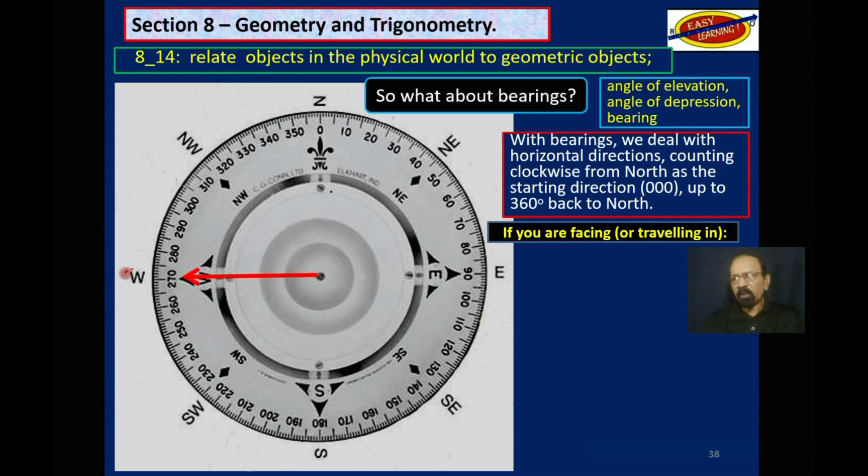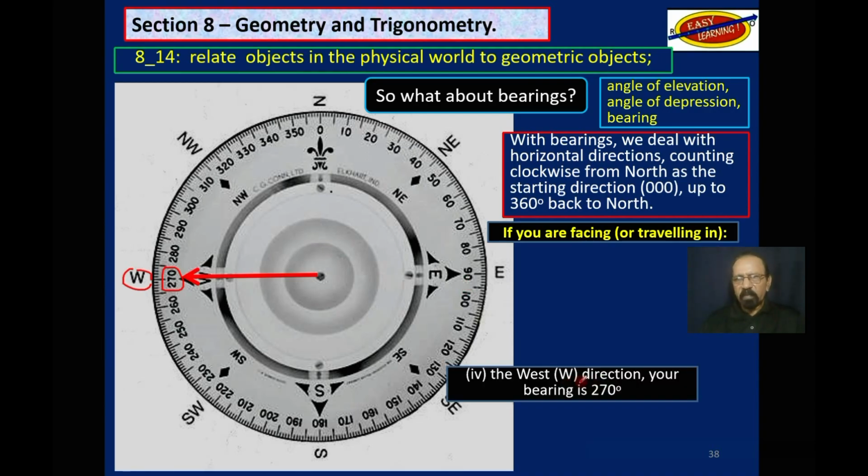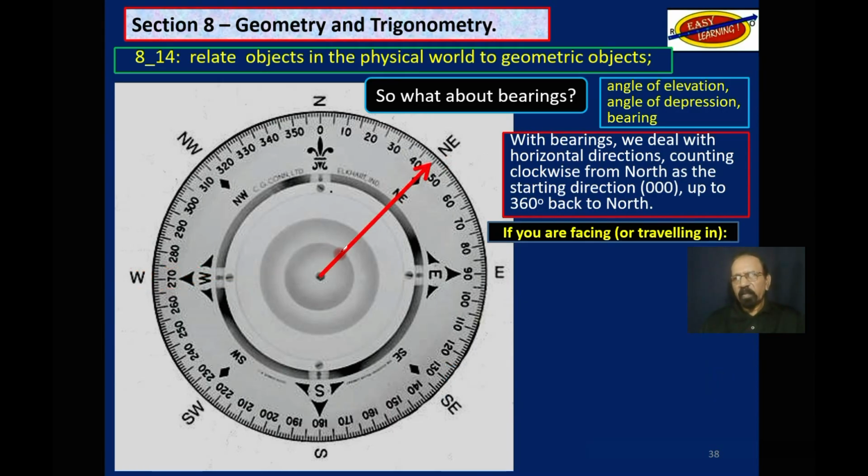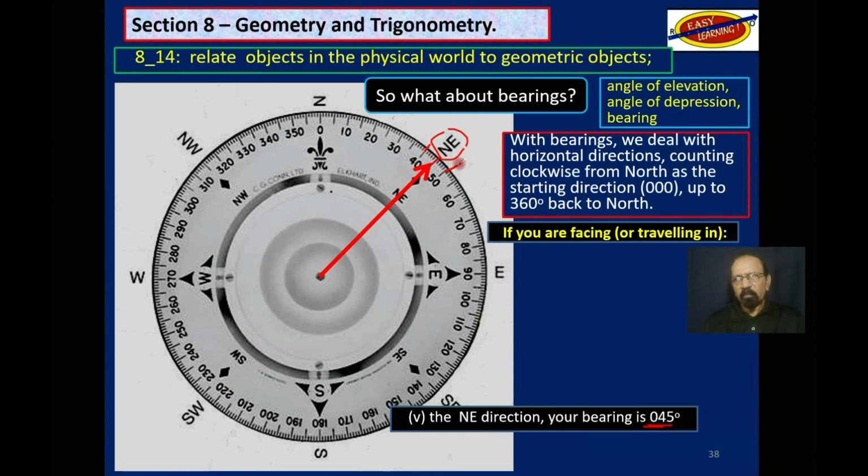And if you travel or if you face west, notice 270 is there. So the west direction is at a bearing of 270 degrees. West direction and a bearing of 270, they are the same. What about this direction? You could say northeast, that's the direction, but what is the bearing? It is 045 degrees. That is 40, this is 50, so this between here must be 45.